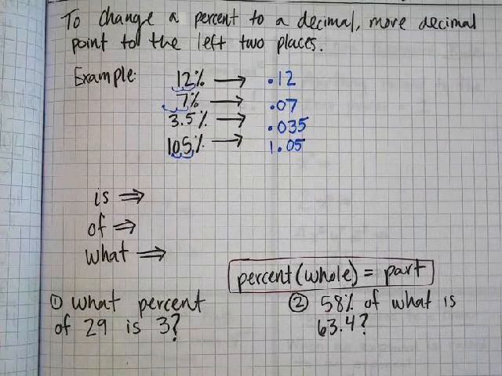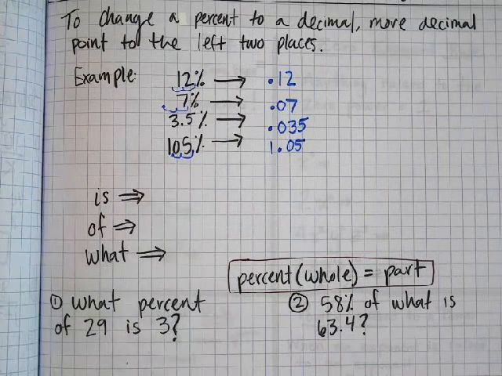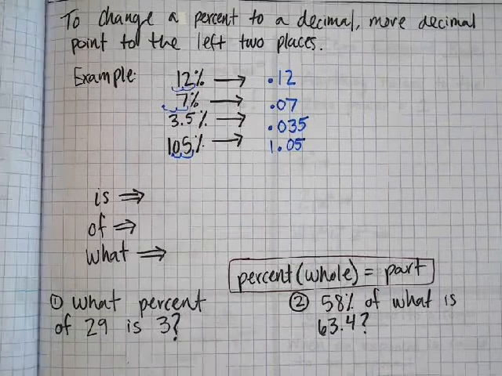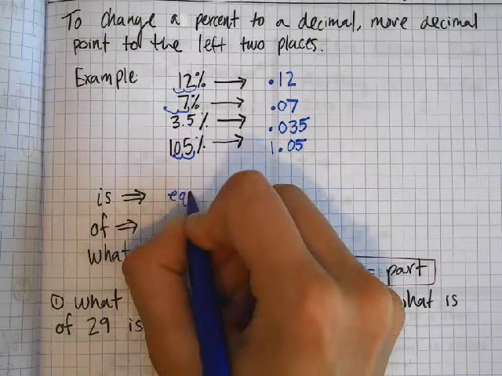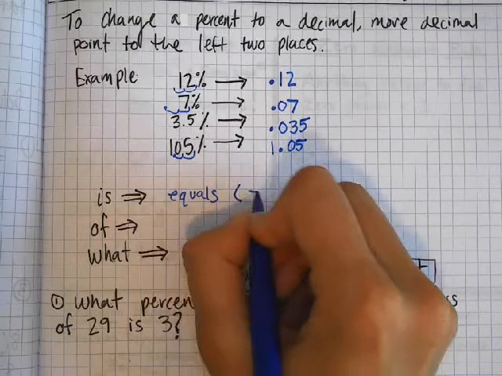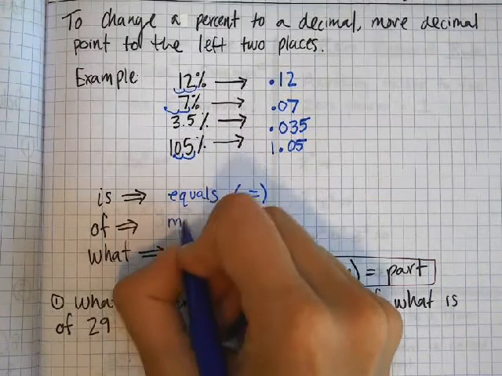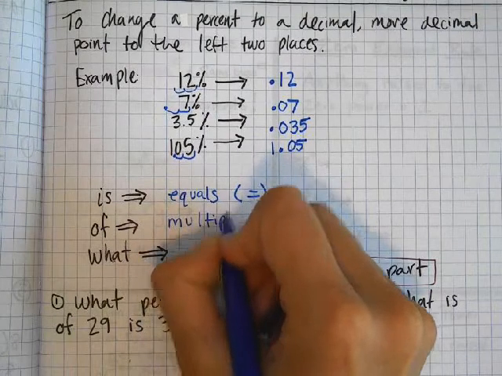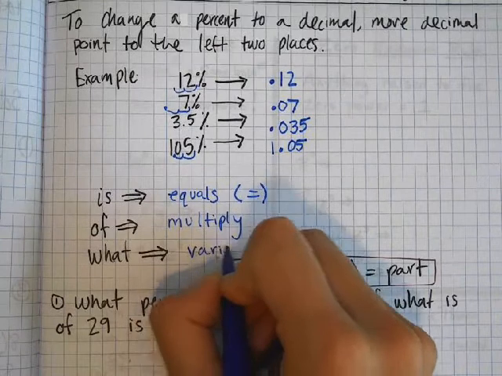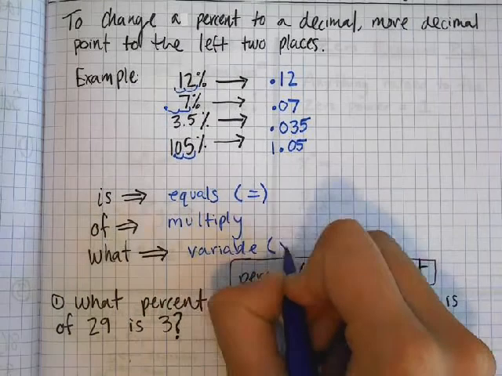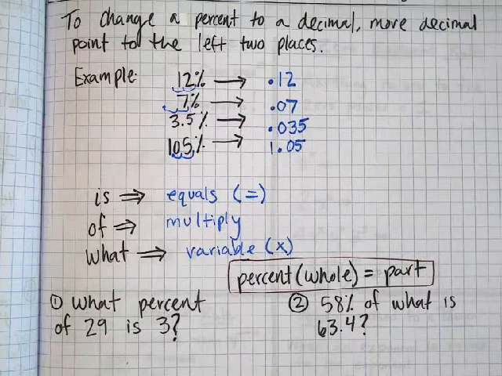Okay, now in these kind of problems, they're kind of like word problems. There's words in them, but we're going to translate these words to math words. Okay, so "is" means equals, like an equal sign. Okay, "of" means multiply, and "what" means that's our variable that we're going to use. Okay, and I'm always going to use x for these problems, just to keep it consistent.